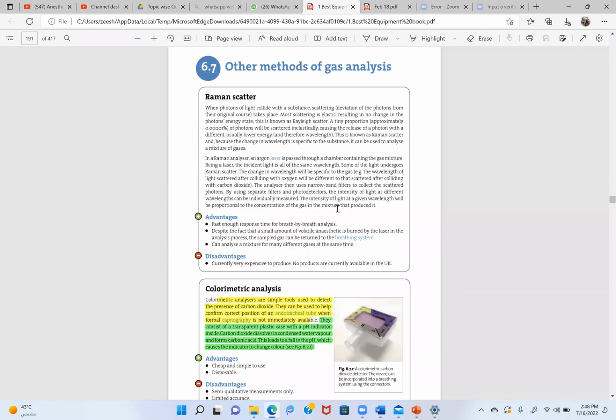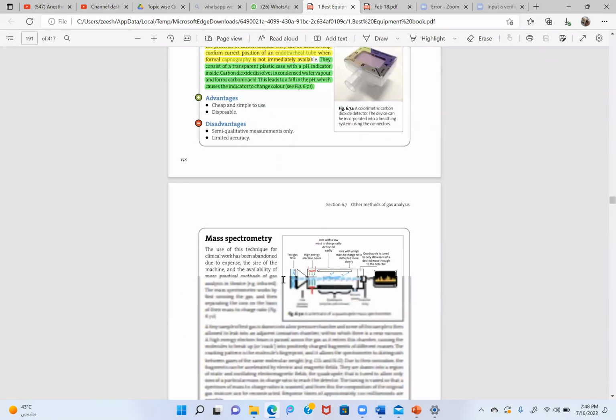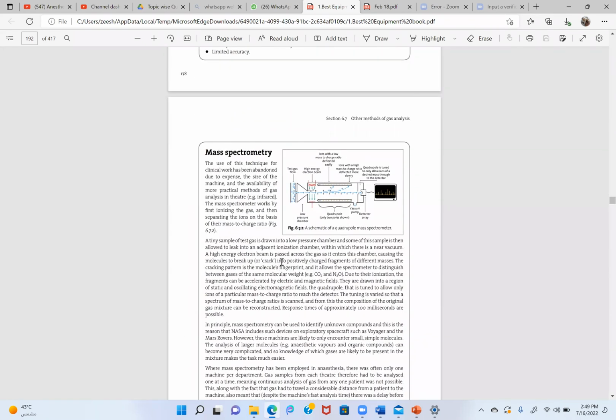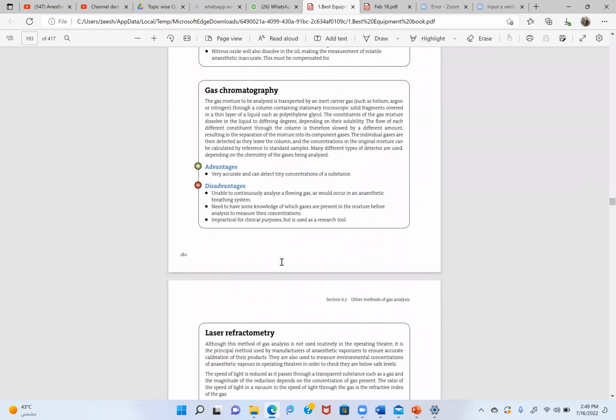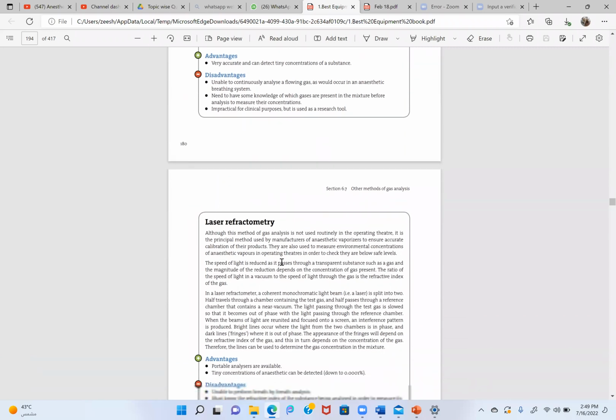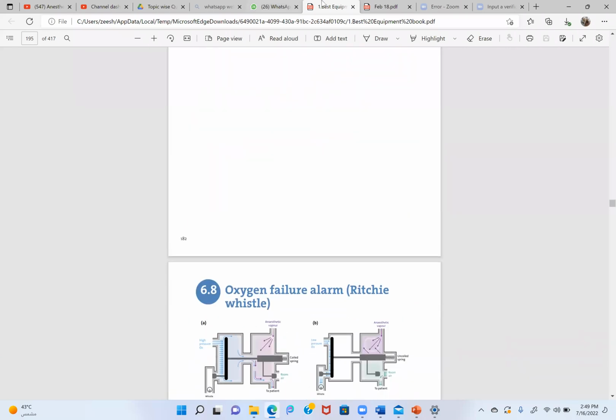But you should know that colorimetric analysis is also used for calculating nutritional requirements. I'm just showing you, you can have a look at it, and you should know one or two points about it. Then you will not miss any question. Okay, now the next question.